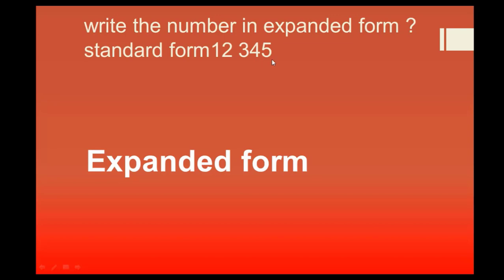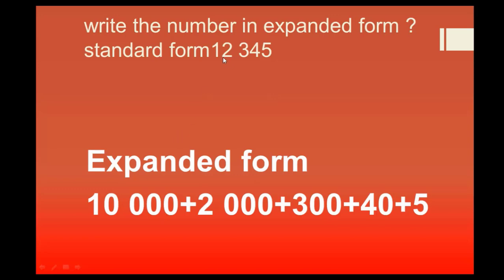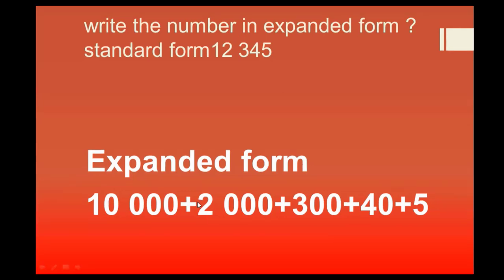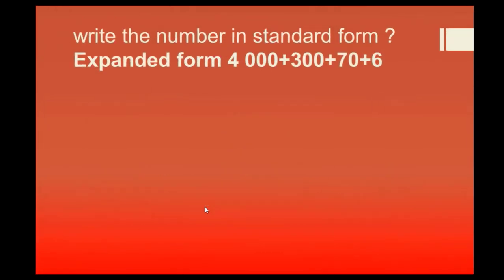So we write the place value of each digit. 1 is at 10,000 place, so the place value of 1 is 10,000. 2 is at 1000 place, so the place value of 2 is 2000. 3 is at 100 place, so the place value of 3 is 300. By placing the addition sign, we have written all the place values. So that is called the expanded form of 12,345.